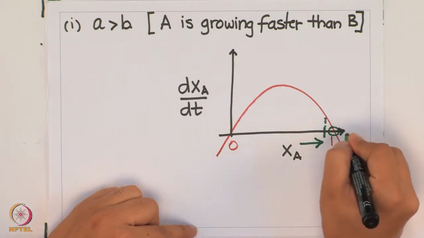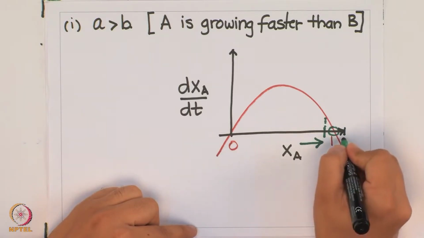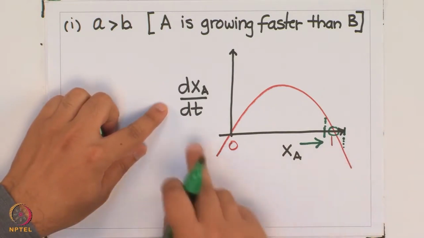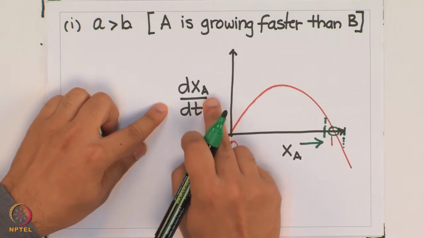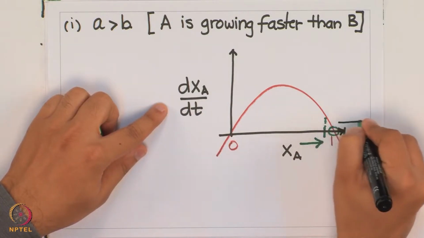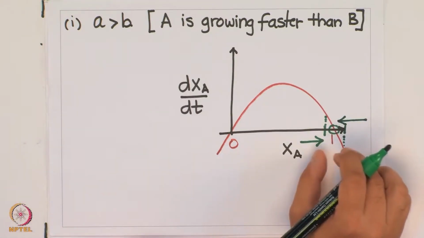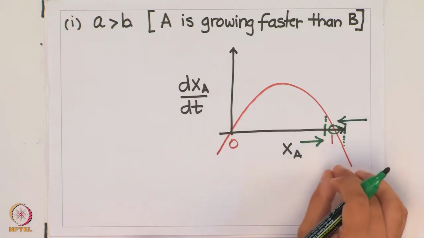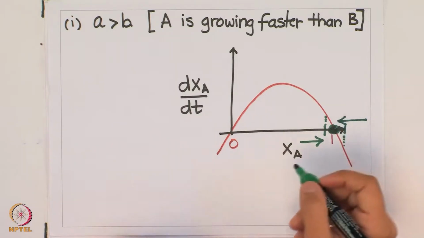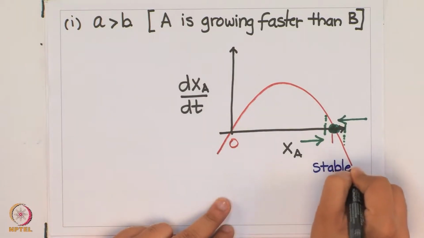And what happens on the other side, if you introduce a disturbance to the right of the steady state value 1? At this point the sign associated with dxa by dt is negative, which means as t increases, xa decreases, and hence the system wants to move to the left. So, on introduction of a disturbance on either side, the system wants to move back towards the steady state that we disturbed it from, and hence xa equal to 1 is a stable steady state.